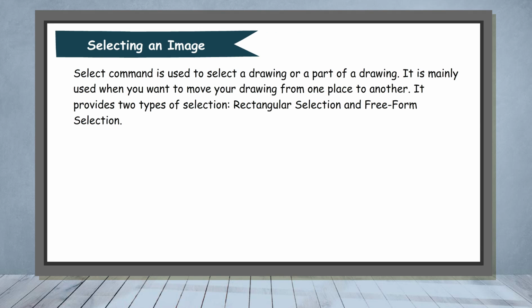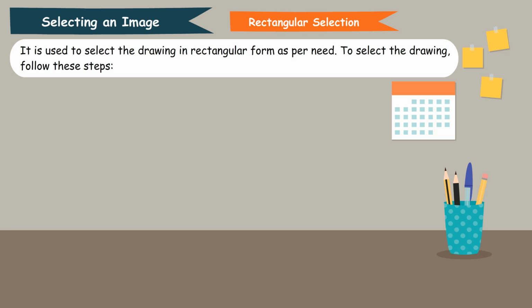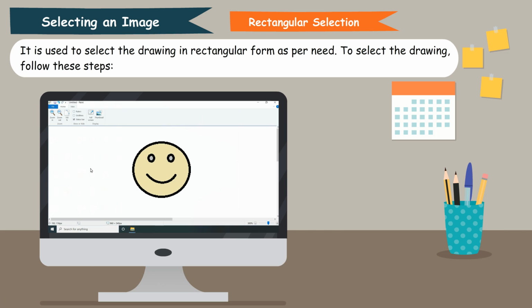Selecting an image. Select command is used to select a drawing or a part of a drawing. It is mainly used when you want to move your drawing from one place to another. It provides 2 types of selection, rectangular selection and freeform selection. Rectangular selection. It is used to select the drawing in rectangular form as per need. To select the drawing, follow these steps.